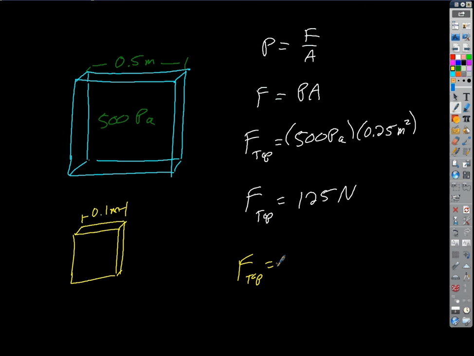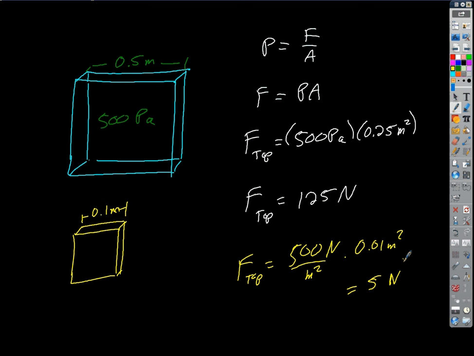More or less? What do you think? Less. Let's find out. Pressure times area, so we're going to get 500 newtons per square meter times 0.01 square meters, so that's not very big. 5 newtons compared to 125, right? It's a lot less. Big discrepancy.